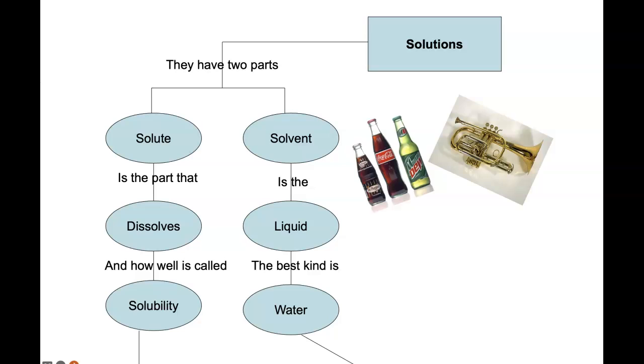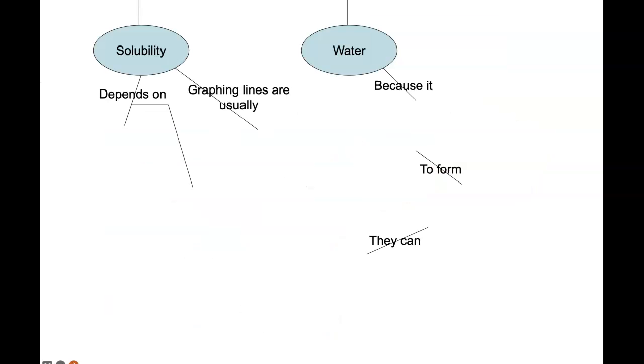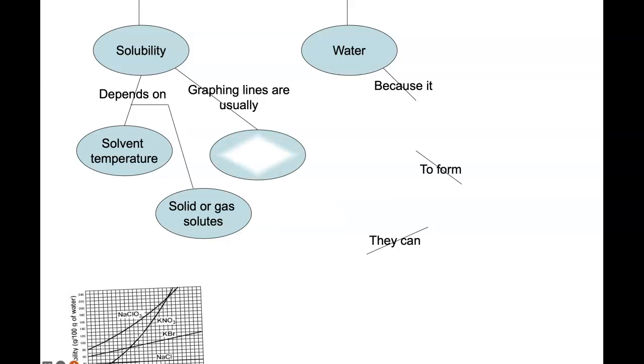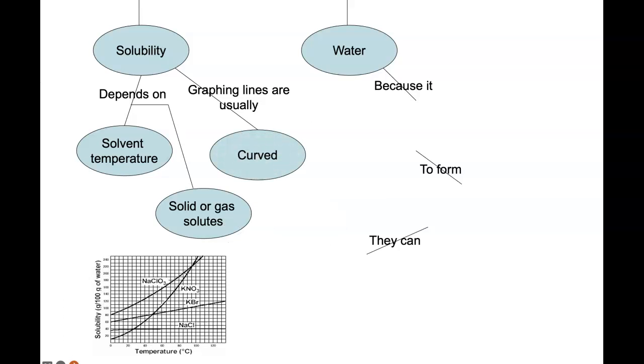How well it's dissolved is solubility. Now, what does solubility depend on? Hopefully you were thinking the temperature and the type of solute. When we graph solubility, and we've made those solubility graphs, the lines are usually, hopefully you're thinking, curved. And you remember making those solubility graphs.